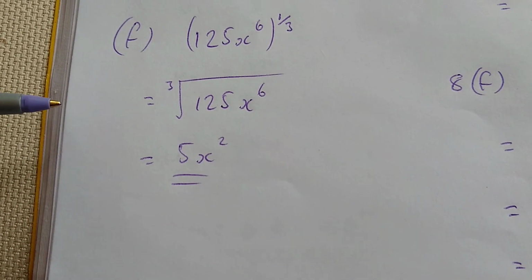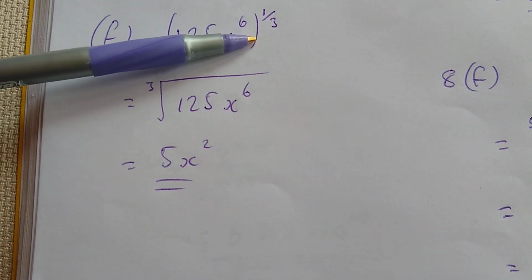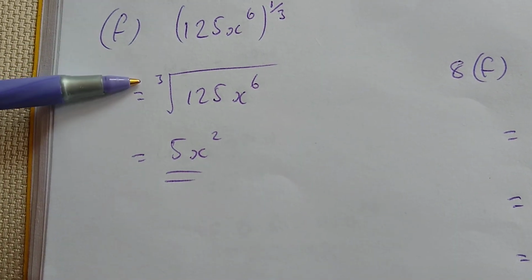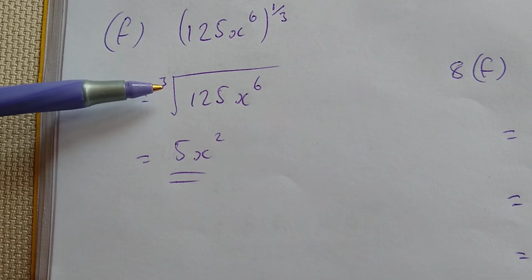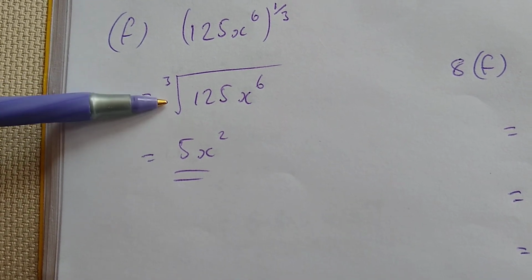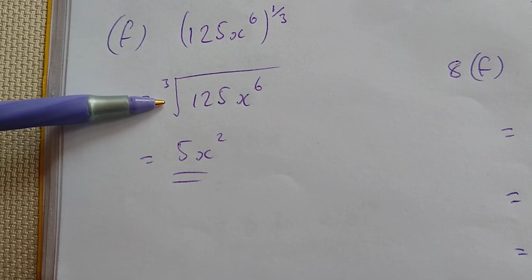Let's have a look at f as well. So here, what's different here? We don't have the square root, we don't have the power 1/2, we have the power 1/3. So we need to take the cube root of 125x to the power 6. So the cube root of 125, well, if we don't know what that is, guys, have a little guess and just use trial and error, you'll get there quite quickly.